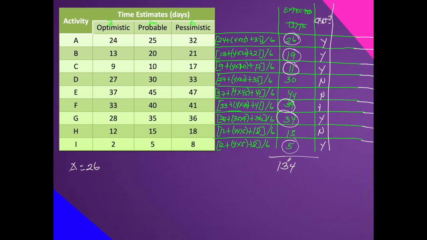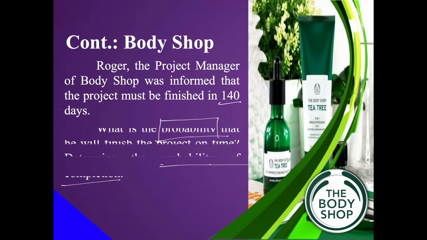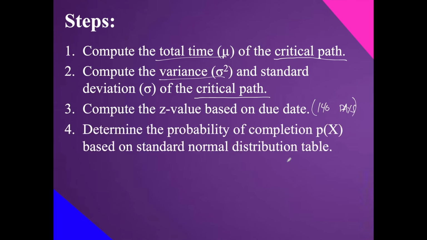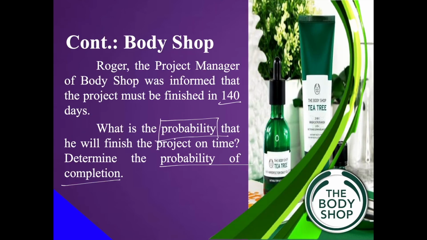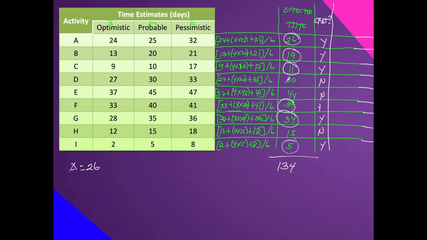Tapos na. Now, ano yung next na pinapakuha? Okay na tayo for step 1, no? Total time ng critical path. Variance naman and standard deviation daw ng mga critical path. Now, for the variance, ang formula ng ating variance, dito ko na lang ilagay sa bandang baba. Burahin natin ito. For the formula of variance, ito ang ating formula.